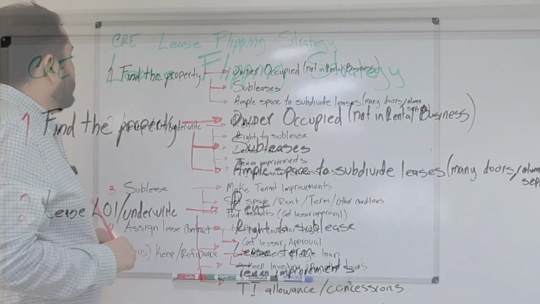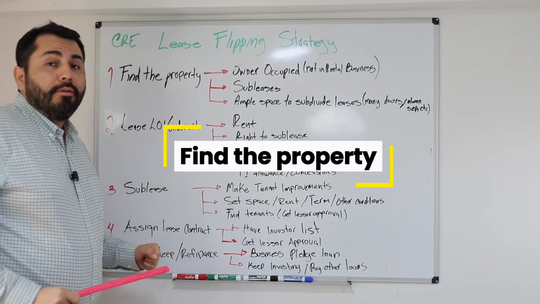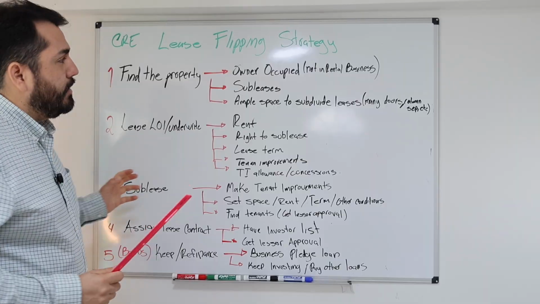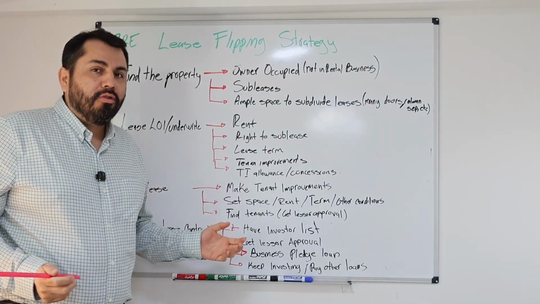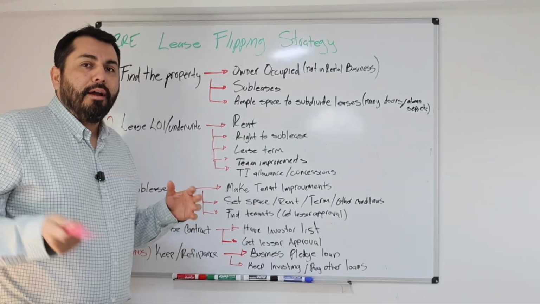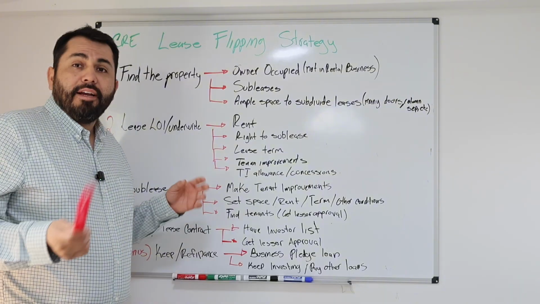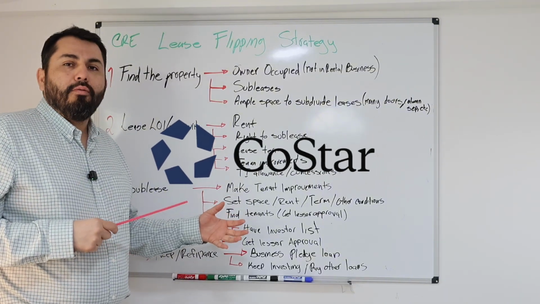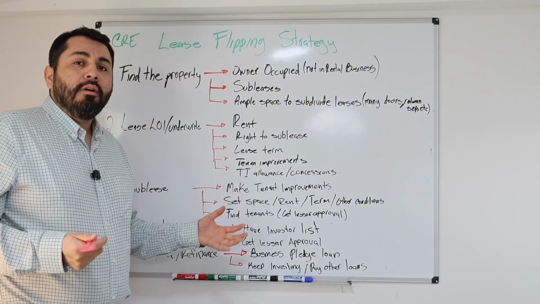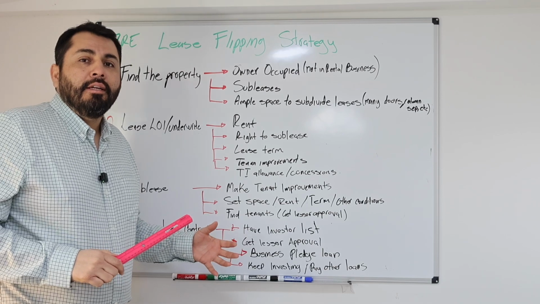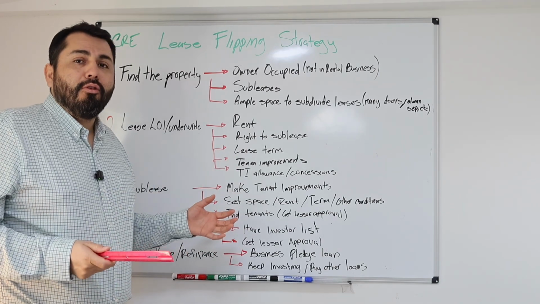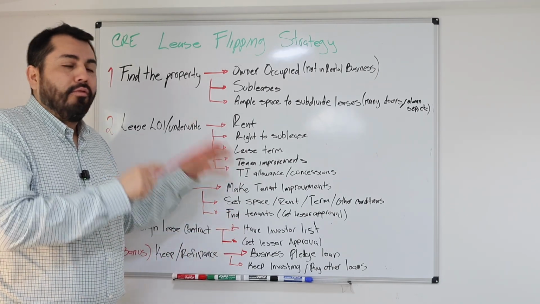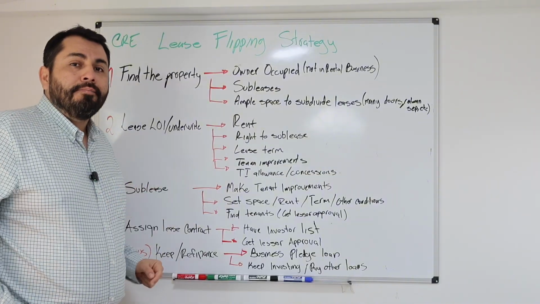So the first step, you need to find the property. To find these properties, I use software like CoStar. Maybe some of you have seen my lives where I use CoStar. This is software that is kind of the Zillow, but for commercial real estate. It has a lot of information about commercial properties, and I can filter for the leases on the market.